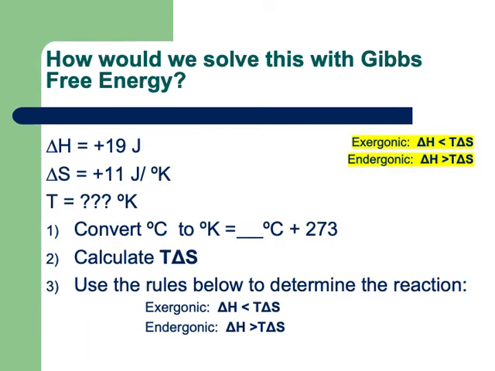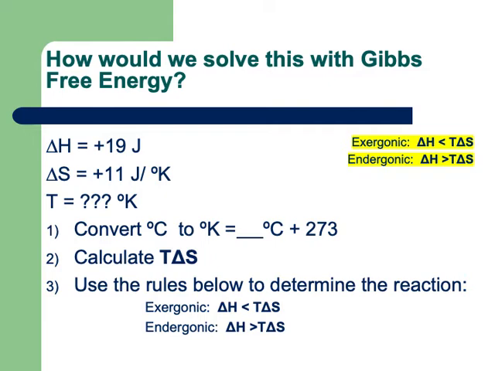So now we're going to determine how we would solve this with Gibbs free energy. So using the two variables that we calculated on the previous two slides. So the change in enthalpy is plus 19 joules, and the change in entropy is plus 11 joules per degree Kelvin. And now we have to calculate the temperature in degrees Kelvin. So we know what it is in degrees Celsius, but we have to convert that to degrees Kelvin. So that's our first step. We see number 1 here on the slide. It says convert degrees Celsius to degrees Kelvin.